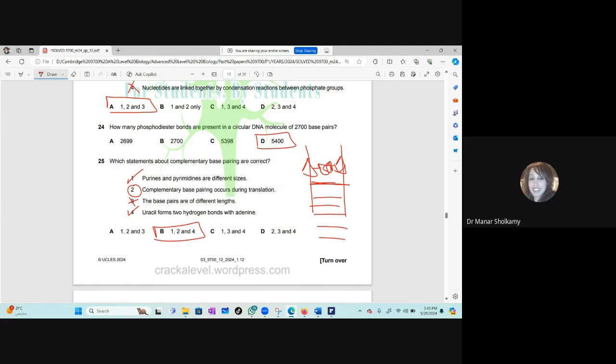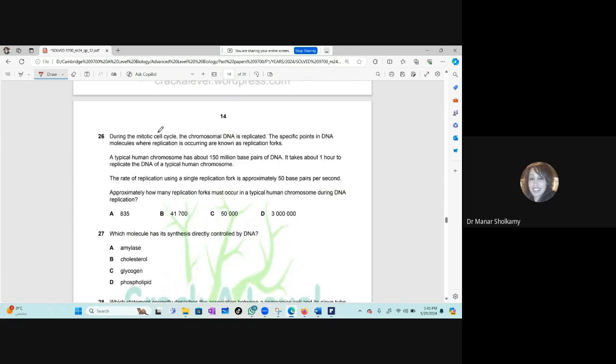Okay, good. Now, 26. During the mitotic cell cycle, the chromosomal DNA is replicated, and the specific points in DNA molecules where replication is occurring are known as replication forks. A typical human chromosome has about 150 million base pairs of DNA, and it takes about 1 hour to replicate the DNA of a typical human chromosome. The rate of replication using a single replication fork is approximately 50 base pairs per second. Approximately how many replication forks must occur in a typical human chromosome? Okay, how can we solve this question?